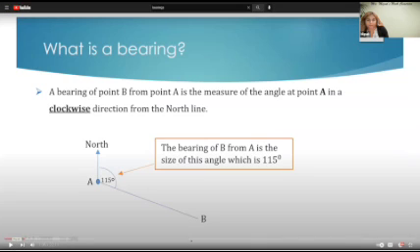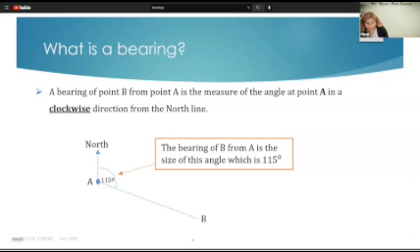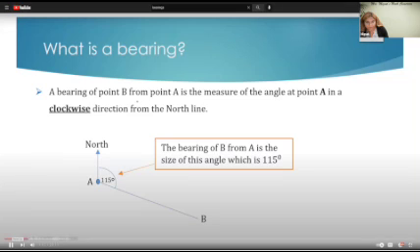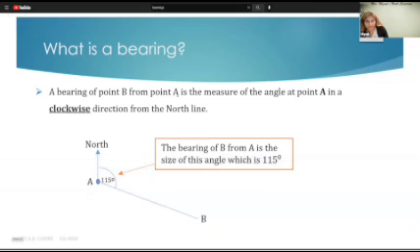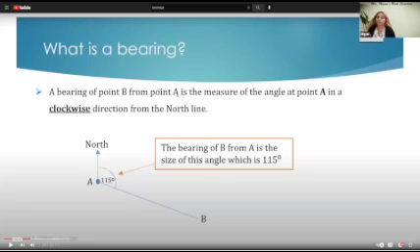A bearing gives a direction in terms of an angle from one point to another or with reference to a particular point. So the bearing of point B from point A, that means what direction B is from point A. All right. So a couple things. We have to look at the word from. The word from tells us where we are going to set up this north line. On the screen, we have a bearing of B from A.